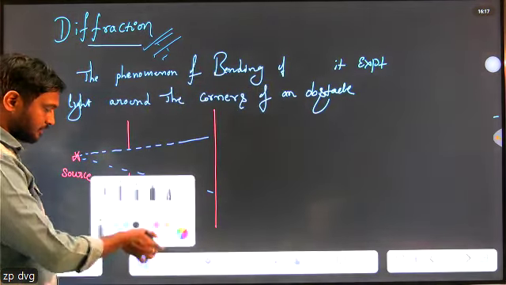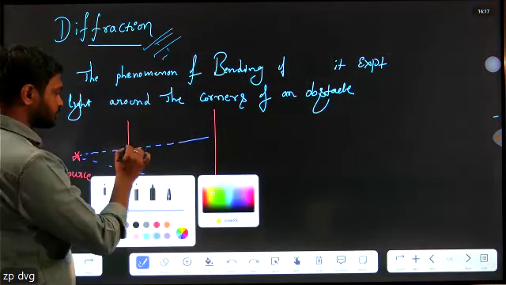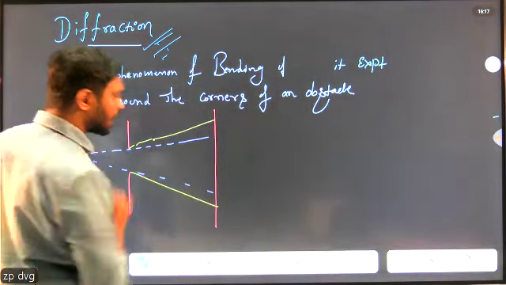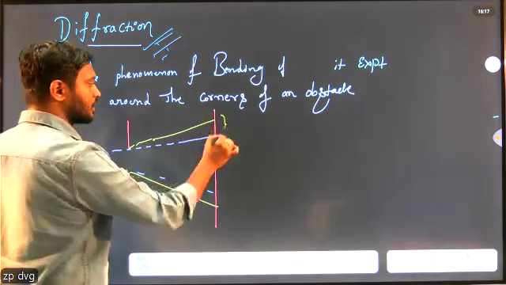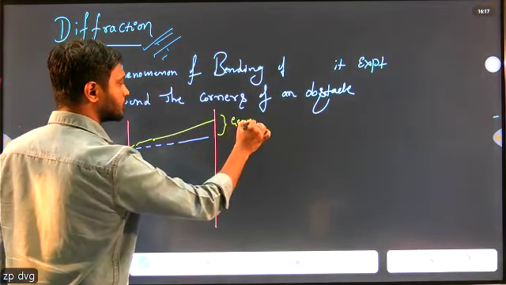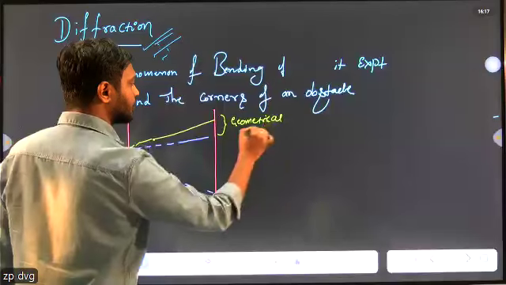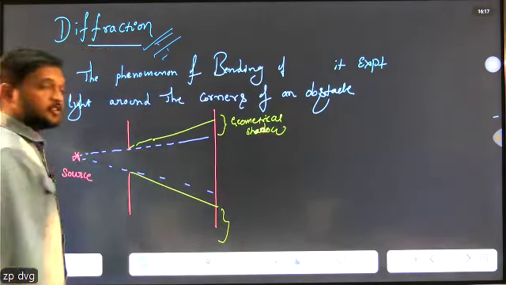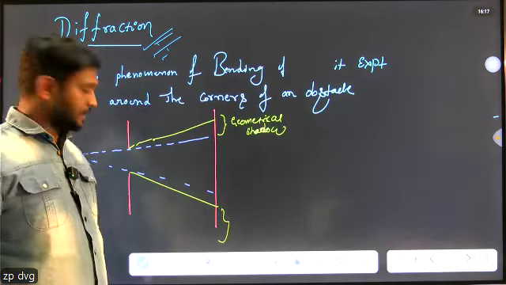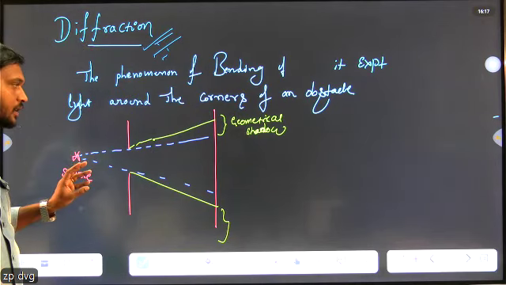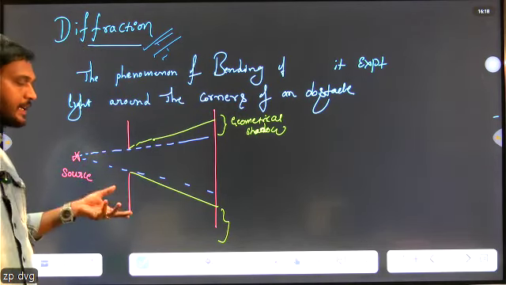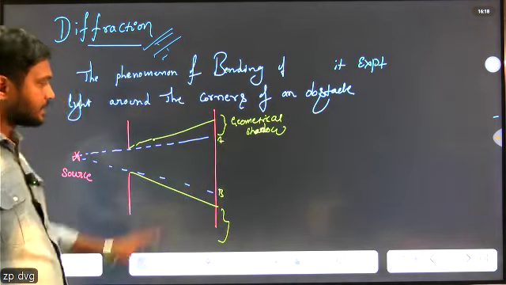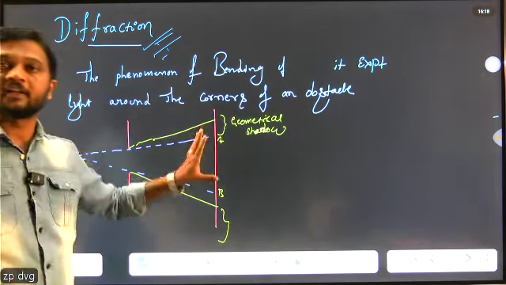Just listen. Around the corners of an obstacle, these regions are called the geometrical shadow. Is it clear? When a source of light illuminates a slit, with edges A and B, this is the light wavefront.